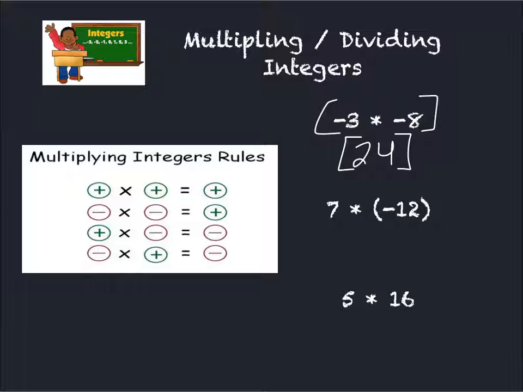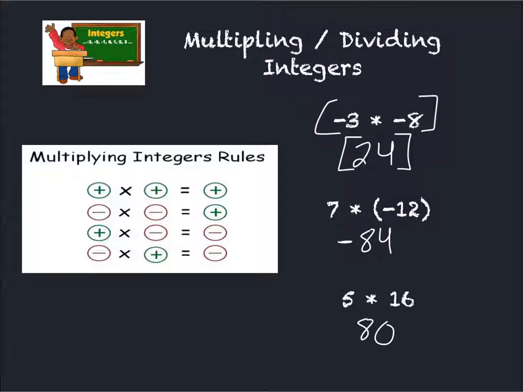7 times negative 12. So here we have 2 integers with different signs, which means our answer is going to be negative. And that would be negative 84, because 7 times 12 is 84. And last but not least, 5 times 16. Those are both positive, so that would just be a positive 80, because 5 times 16 is 80, and that's it. 2 positives will be a positive answer. 2 negatives will be a positive answer. Different signs, a positive and a negative, negative answer. A negative and a positive, negative answer.